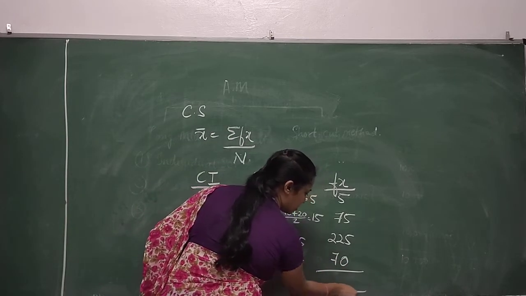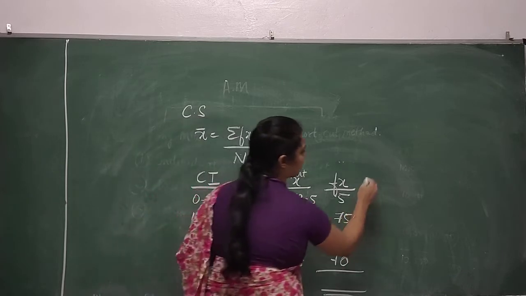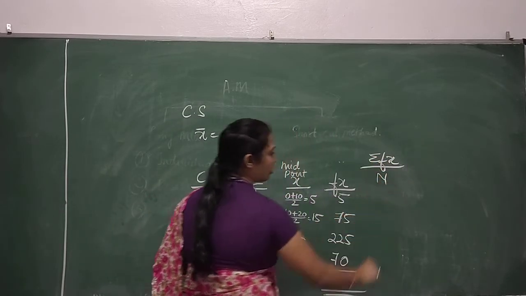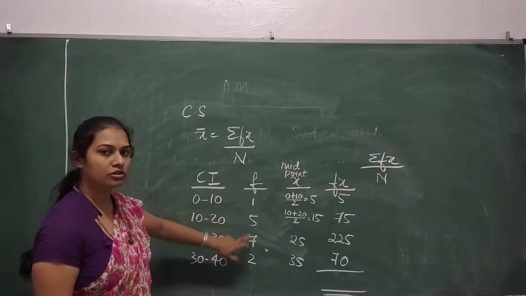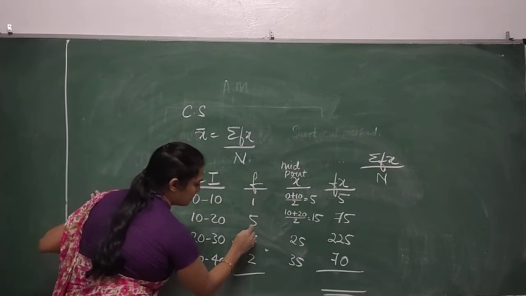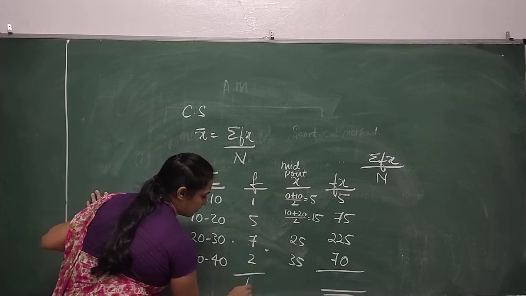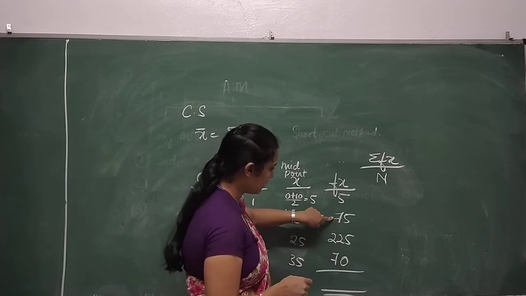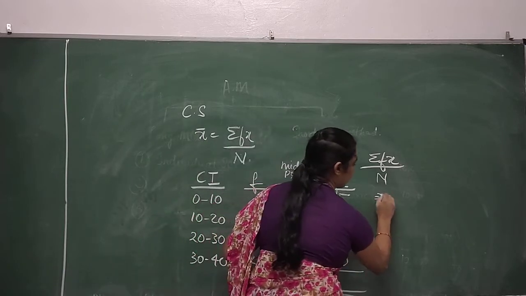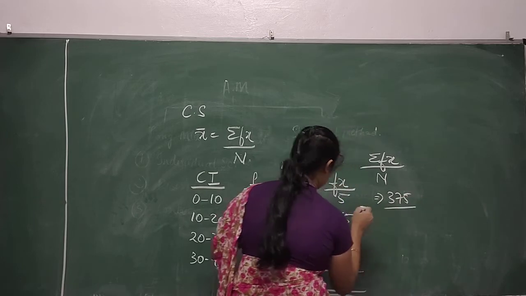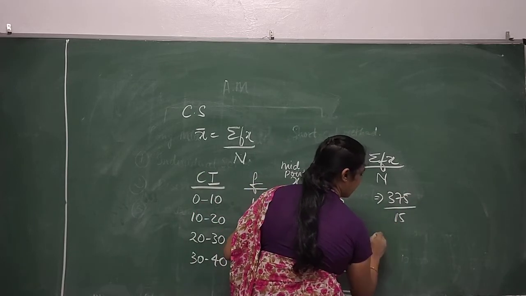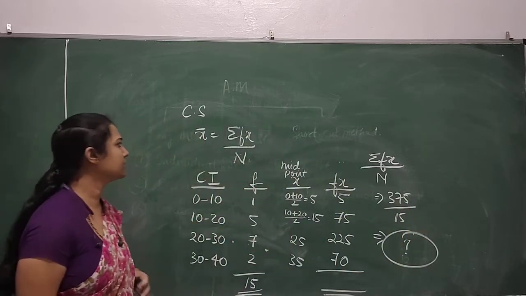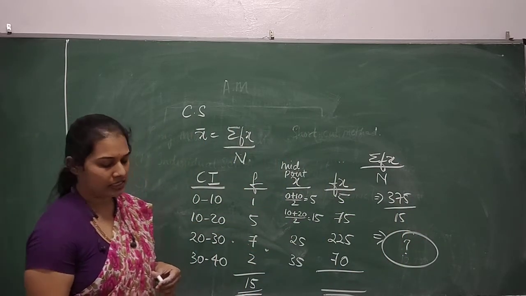So when you take the total of this, that particular total is denoted by sigma fx divided by the total of n. What is n? The total of frequency. That is 6, 7, 8, 15. So when you take the total of this, that is 375. So 375 divided by 15, you will find out what is the answer. That comes under your continuous series.